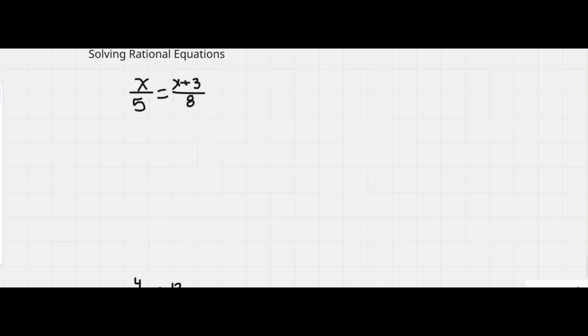Solving rational equations. So we have x over 5 is equal to x plus 3 over 8. Let's change that to a different color. We can use green. So here we go. Here we're going to use the cross multiplication.